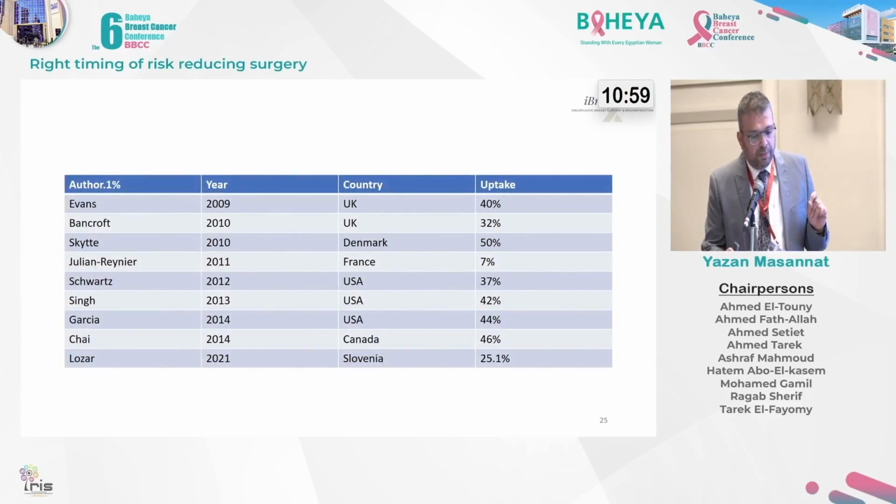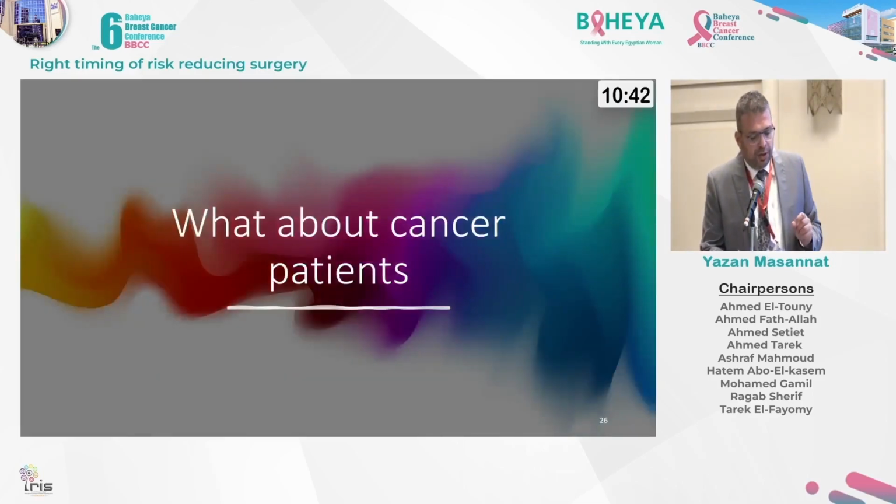In the UK, the Manchester group, which is the biggest group that has done lots of work 10, 15 years ago, the uptake was between 30 and 40%. If you look at France, the uptake was only 7% to have risk-reducing surgery. Of course, there are other strategies like monitoring, like chemoprevention, and surgery is not a small thing.